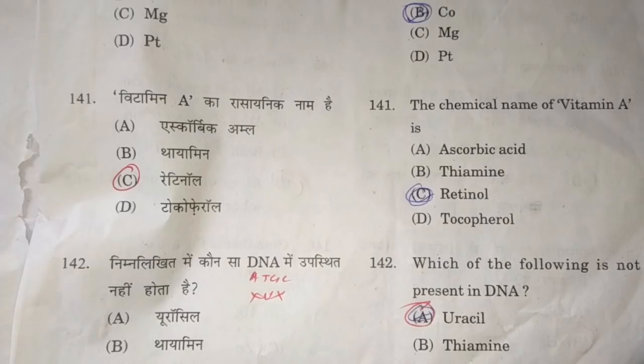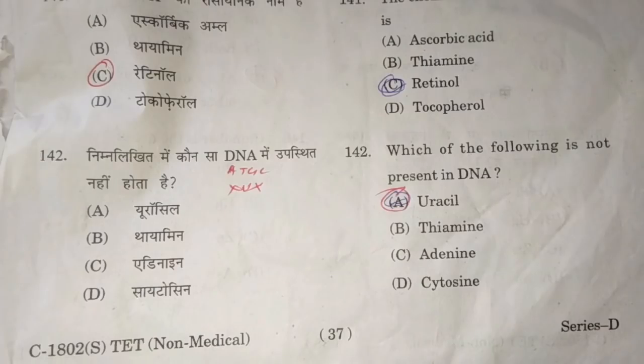The chemical name of vitamin A is ascorbic acid, thiamine, retinol or tocopherol. The correct answer is option C, retinol. Whereas ascorbic acid is the chemical name of vitamin C, thiamine is vitamin B1 and tocopherol is the chemical name of vitamin E.